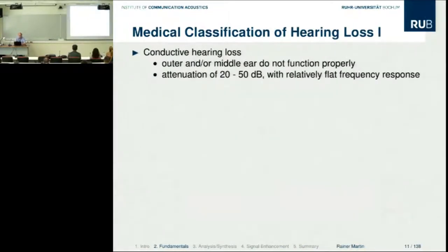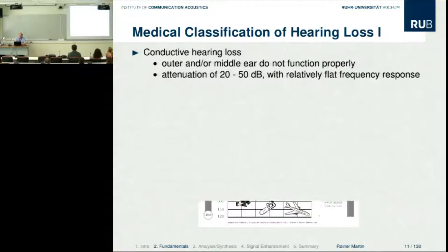Okay, so there are also different types of hearing loss. Conductive hearing loss is usually related to problems of the outer or middle ear. So the transduction of the bones, of the ossicles in the middle ear, which have the function to translate the airborne sound into liquid borne sound within the cochlea, does not function properly. You have a conductive loss, an attenuation of 20 to 50 dB with a relatively flat frequency response.